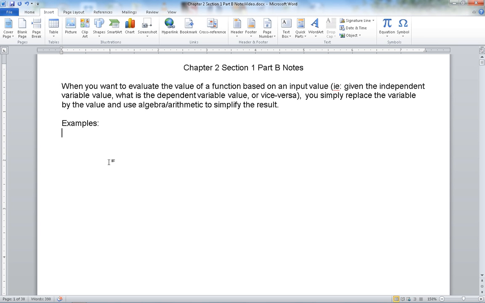So let's look at some examples. We begin with the parabola. So if f of x equals x squared, let's look at evaluating this function. So suppose that x equals 2. Then we say that the function value at x equal to 2 would be 2, which replaces x, raised to the second power, which would be 4.